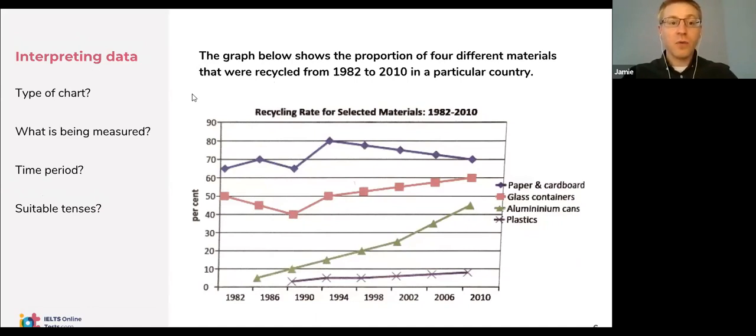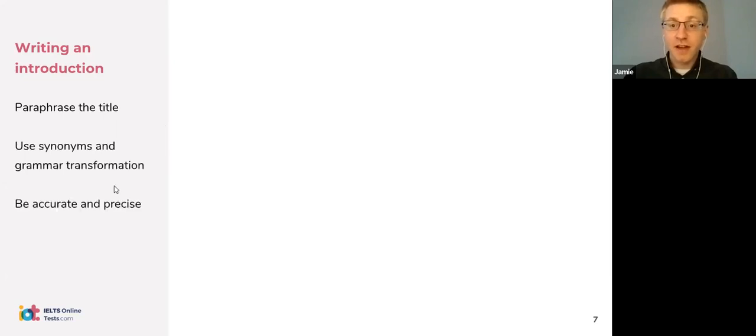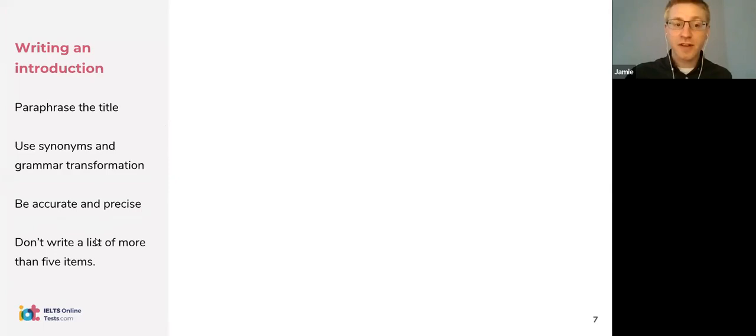Our next step is to write an introduction. And how does this work? First, we need to paraphrase the title of the chart. We can do this by using synonyms and grammar transformation. We need to be accurate and precise to make sure we're describing exactly the information and the data that's given. But we don't want to write a very long list.